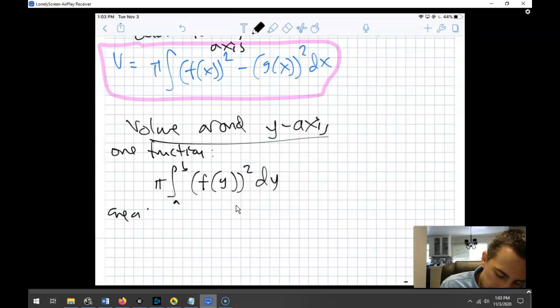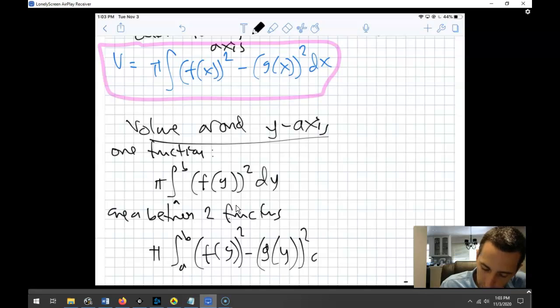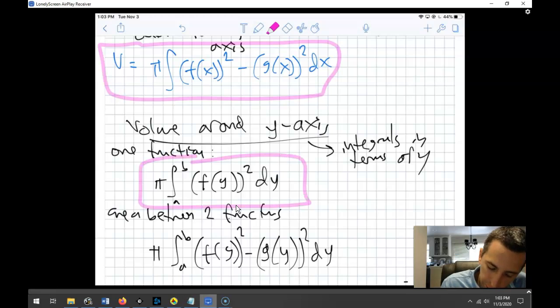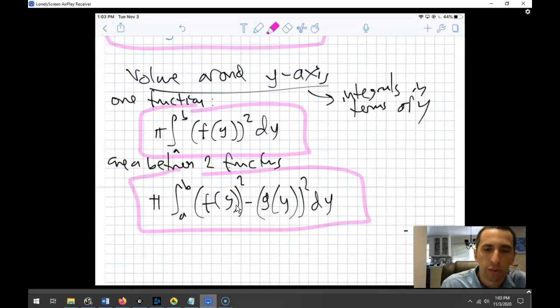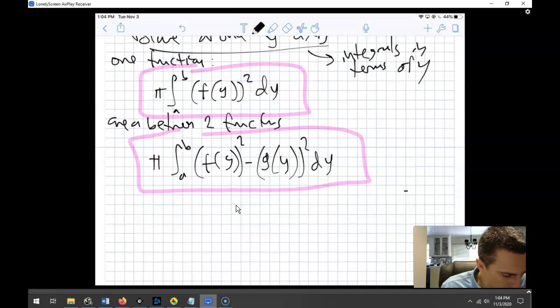If you have the area between two functions that's rotated around, that volume equation would be pi times integral a to b of f of y squared minus g of y squared dy. So if you're going around the y-axis, your integrals need to be in terms of y. And we'll do an example of this in just a sec, but here are my two key equations for this. And this type of problem is really just plugging in these equations, figuring out which one's the outer and the inner. So let me do one example that looks like that.